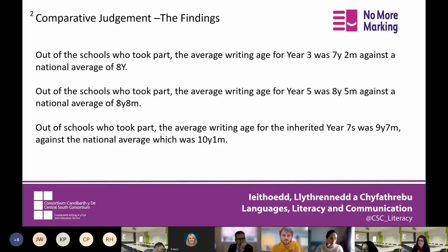So as you can see from the slide, out of the schools who took part, the average writing age for year three was 7 years and 2 months against a national average of 8 years. Out of the schools who took part, the average writing age for year five was 8 years and 5 months against a national average of 8 years and 8 months. Out of the schools who took part, the average writing age for the inherited year sevens was 9 years, 7 months against a national average, which was 10 years and 1 month.